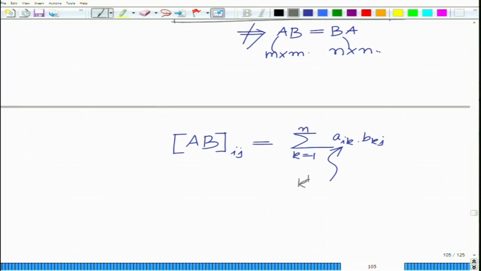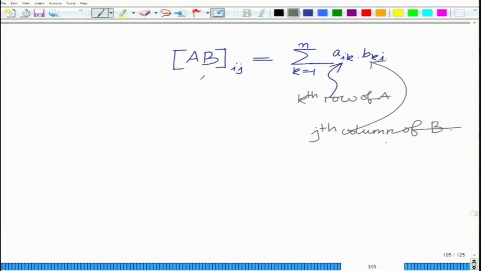So you take the ith row of A and the jth column of B, and do an element by element multiplication and then take the sum. That is the ijth element of AB.